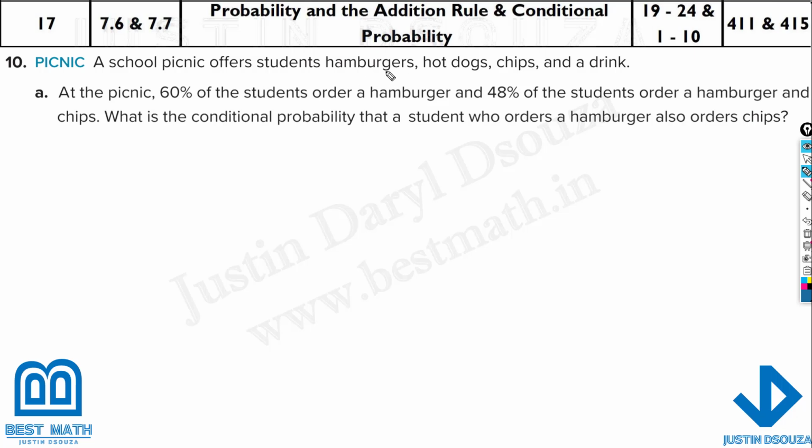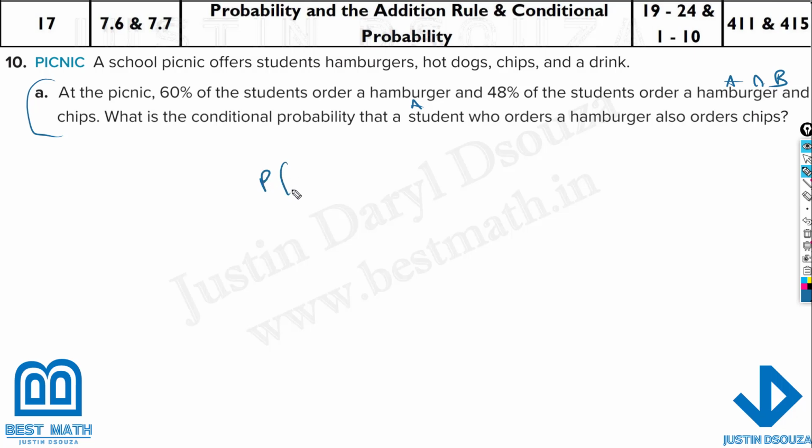A school picnic offers students hamburgers, hot dogs, chips, and a drink. At the picnic, 60% of the students order a hamburger and 48% of the students order a hamburger and chips. What is the conditional probability that a student who orders a hamburger also orders chips? So here let me take student hamburgers as A, hot dogs as B. Now let's look at these to understand which is the condition A. 60% orders a hamburger, that's A. 48% orders hamburger and chips, that is A intersection B. So let me remove these from here.